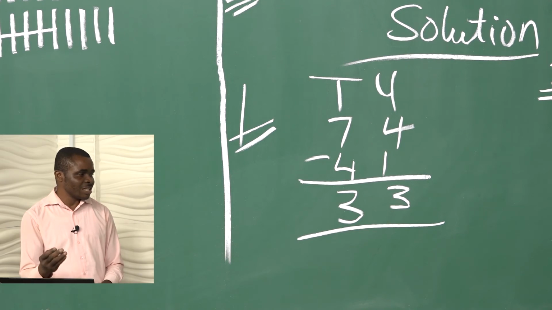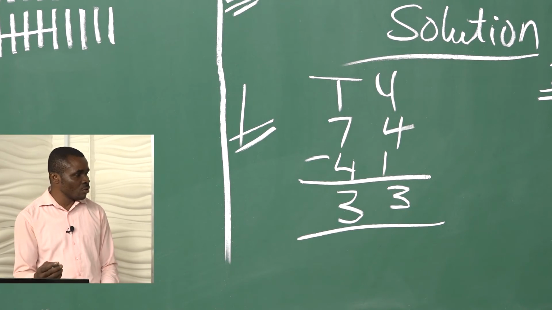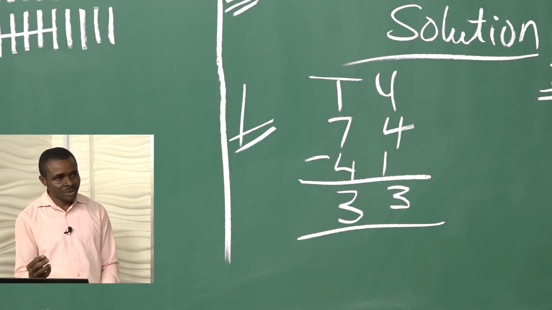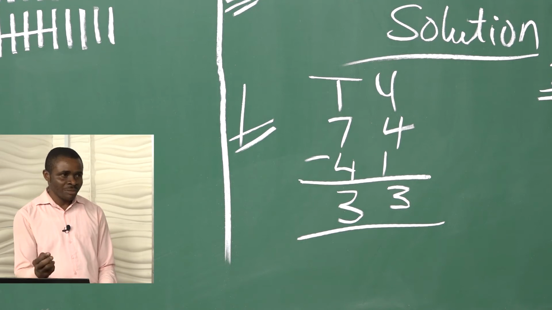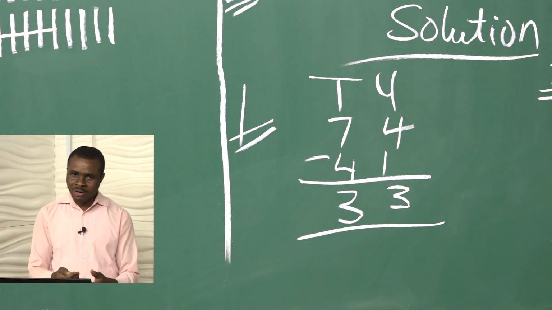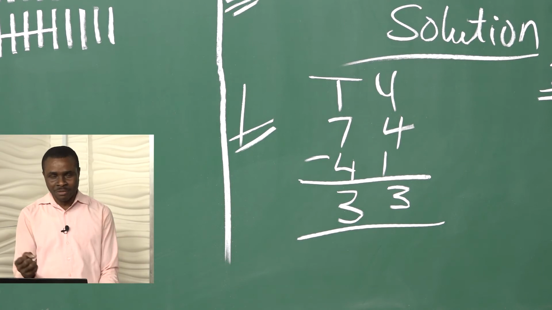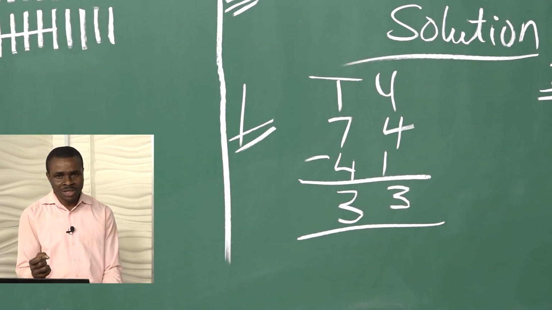Then you put that number under the unit column, which is 3. Then move to the second column, which is the tens. You have 7. You count the 7. If you are writing down, you write 7 strokes to represent the 7, by counting 1, 2, 3, 4, 5, 6, and 7. After counting 7, count 4 again and strike it. That means you have removed 4 from the 7. 1, 2, 3, and 4.